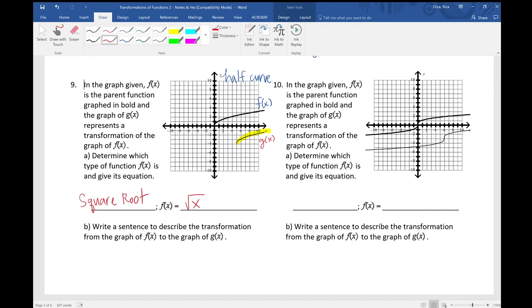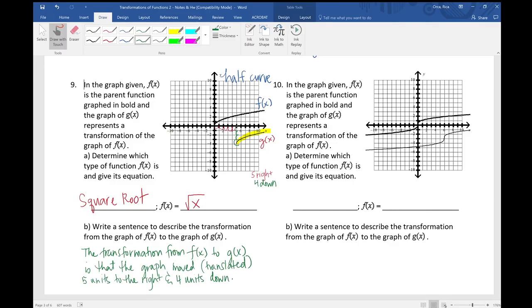Now we need to write a sentence to describe the transformation from f of x to the graph of g of x. If we compare the two graphs, notice how the graph moved 1, 2, 3, 4, 5 units to the right, and 1, 2, 3, 4 units down. The transformation from f of x to g of x is that the graph moved, or translated, 5 units to the right and 4 units down.